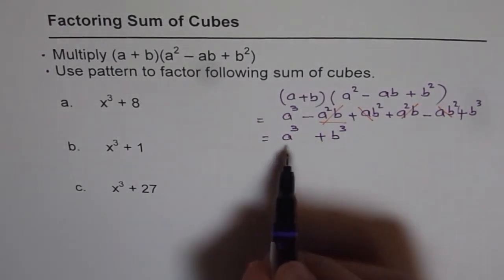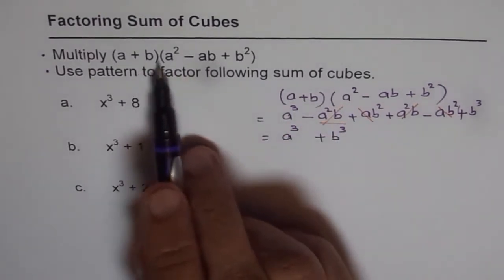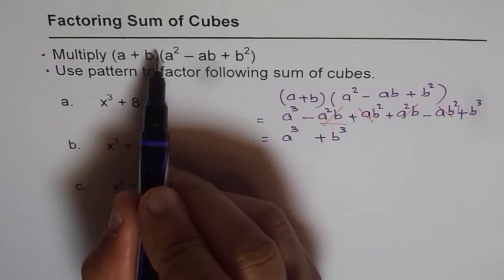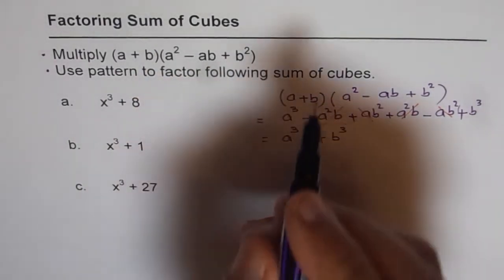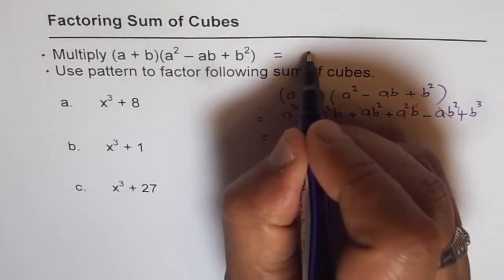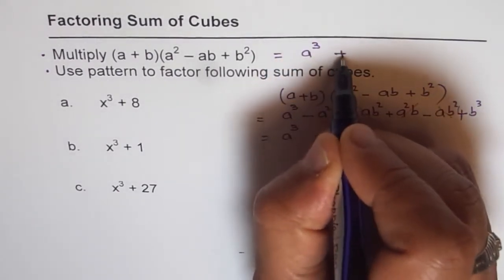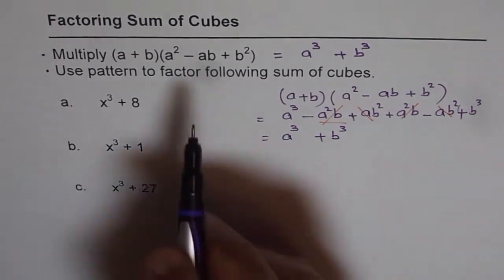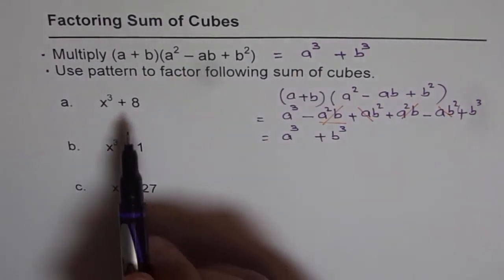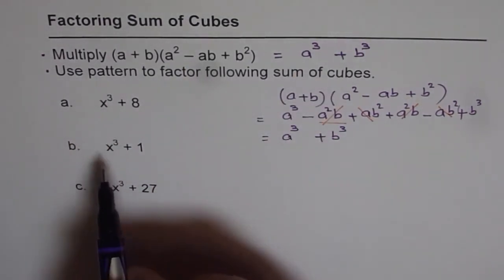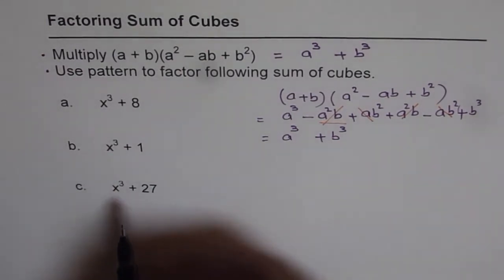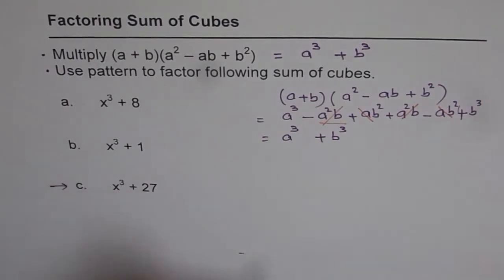So in a way, sum of cubes can be factored using this formula. So what we get here is that a plus b times a square minus ab plus b square is indeed equal to a cube plus b cube. Now we are going to utilize this formula to factor the three terms given to us, three polynomials, right? I'll show you one of them. Let me take part C for you, and you can try out A and B.